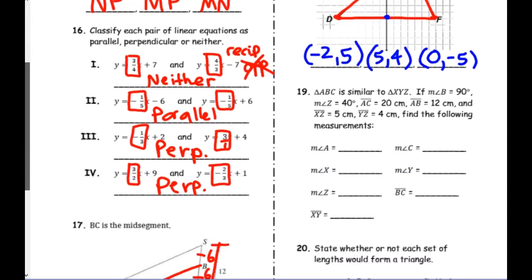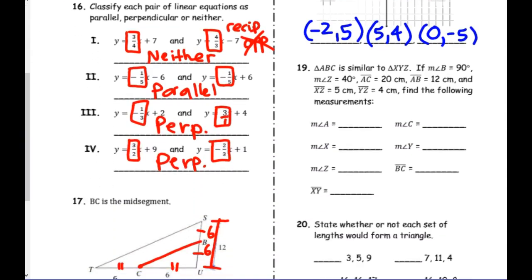19. ABC is similar to XYZ. If B is 90 and Z is 40, AC is 20, AB is 12, and find the following measurements. Okay. So we are going to skip this.